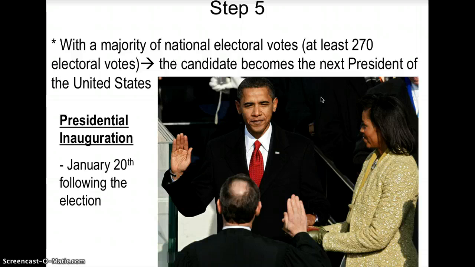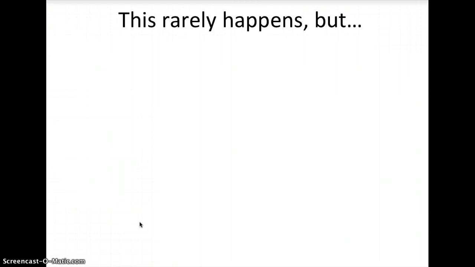Step 5, if you get the electoral count, if you get your 270 electoral votes, you become president. The inauguration takes place January 20th following the election, as stated in the Constitution.